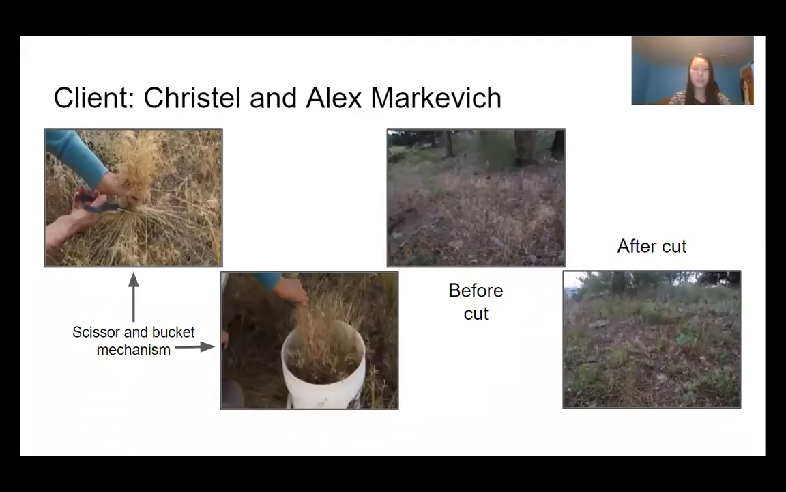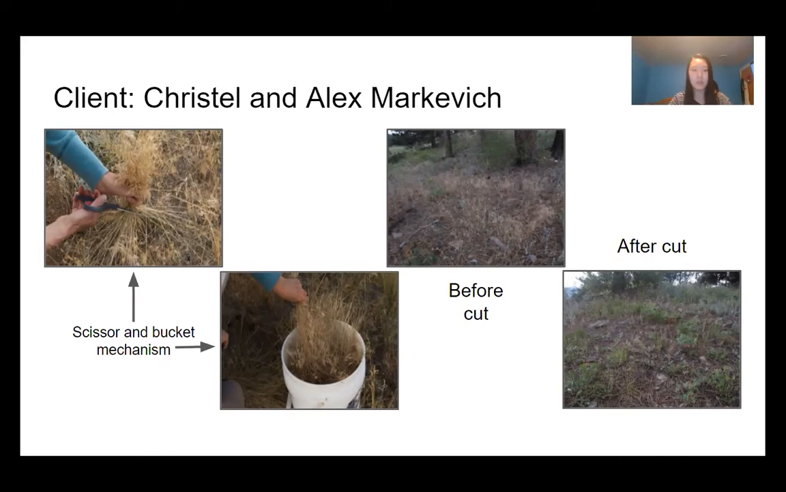With our project, we had a client. Our clients are Christelle and Alex Markovic, a family living west of Boulder who have noticed the presence of cheatgrass in their backyard and their community. And after extensively researching what cheatgrass is and its negative impact on the environment and wildlife, they looked into different methods of removing it.